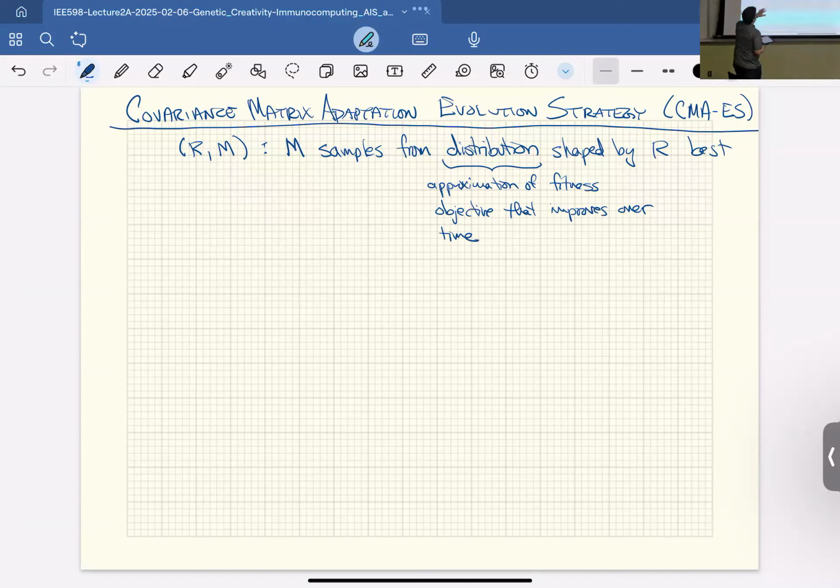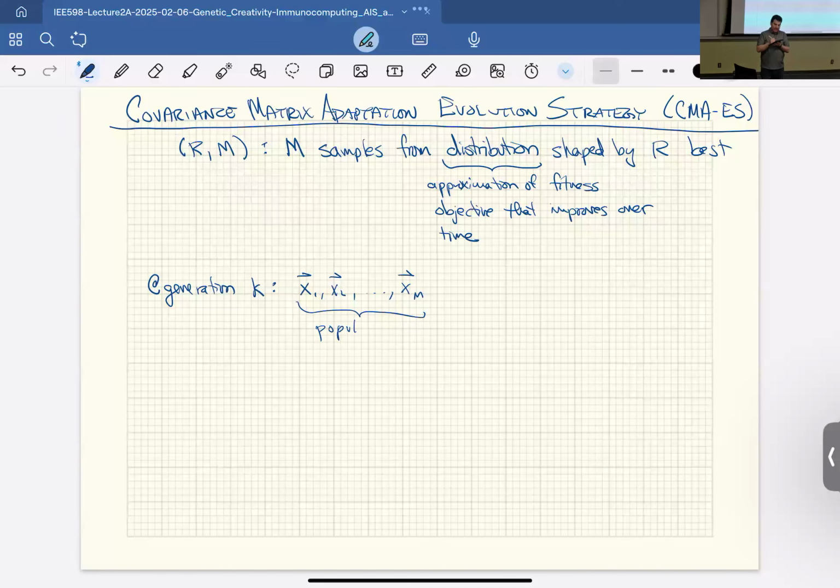And for CMA-ES, it makes the assumption that the distribution that we're sampling from is a multivariate normal distribution. So what that means is that my population at generation K, I've got individuals X1, X2, all the way up through my XM. So this is my population. And I'm just going to sample them every generation. I just sample a whole new set of them. I don't bring any from the previous generation.